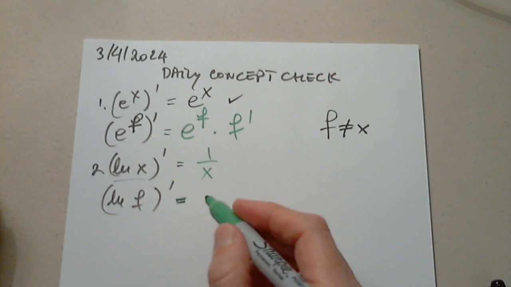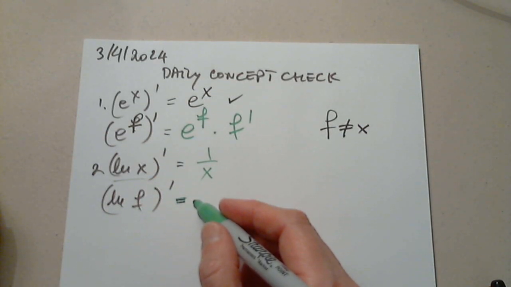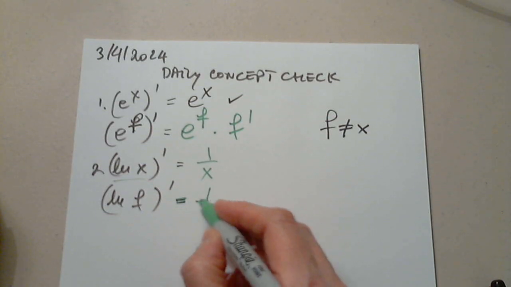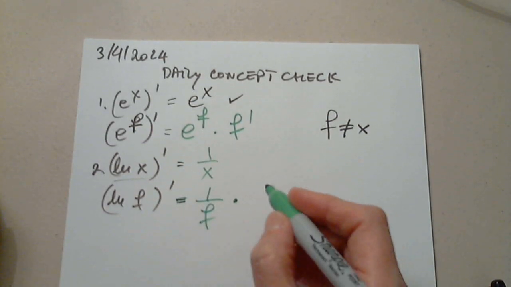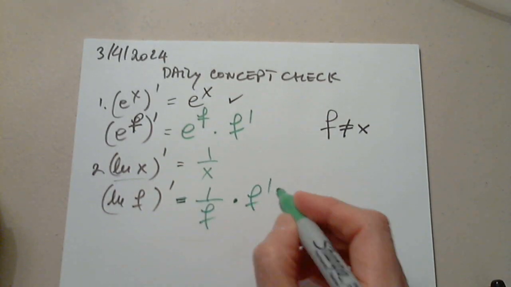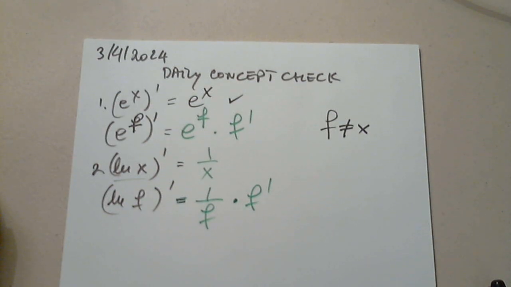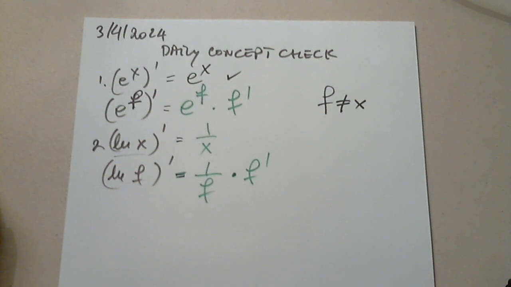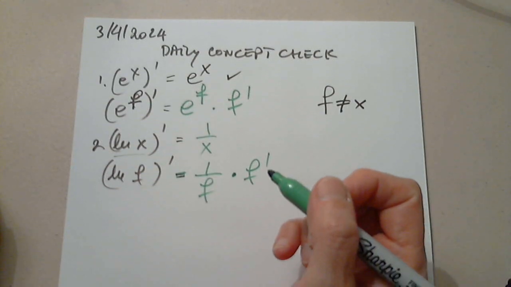Anyone? 1 over f times inner function prime. Awesome. Wow. Wow, I got 2 inner function primes tonight already. Awesome. Great job. You will never forget. I know I'm silly. I'm trying to be entertaining sometimes.